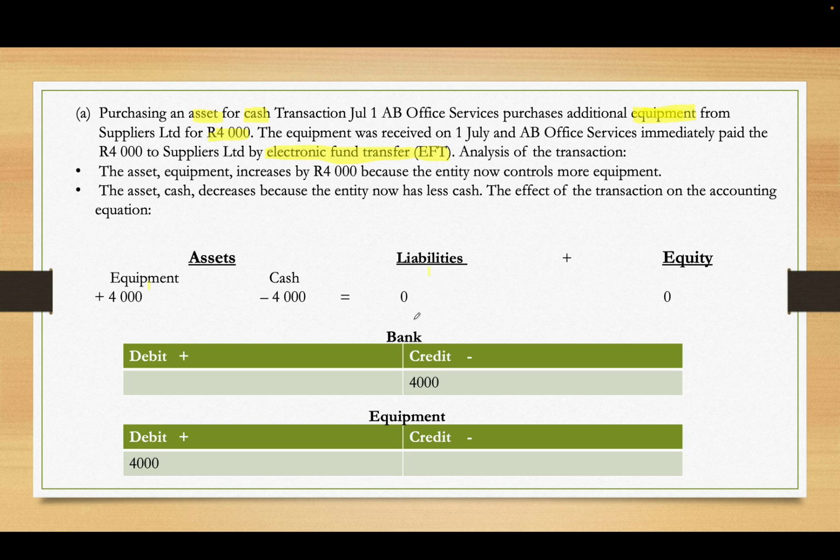It didn't affect any of the liabilities, it didn't affect any of the equity. That's why the accounting equation will always be correct. A equals L plus E. It always must align, it will always be the same. Assets will always equal liabilities plus equity. With further examples, you'll understand what I mean.